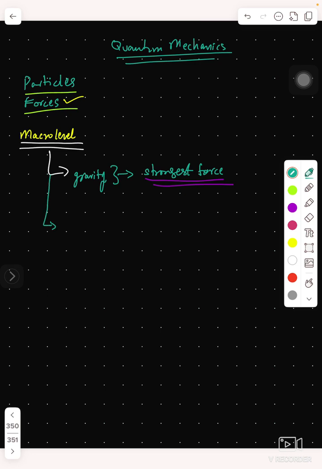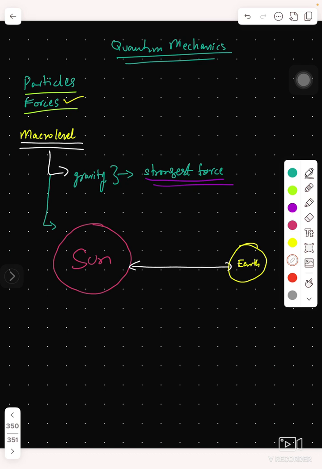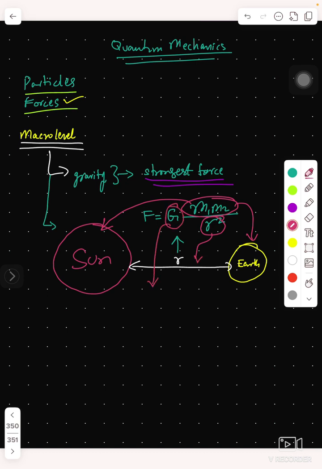Okay, let's suppose we have our Sun, and then we have our particle, let's suppose our Earth, and this is the distance between Earth and Sun, let's suppose R. So the formula for this force will be F equals G m1 m2 over r squared. Here m1 and m2 are the masses of the two objects, and r squared is the distance squared between the objects. G is a constant, the gravitational constant.